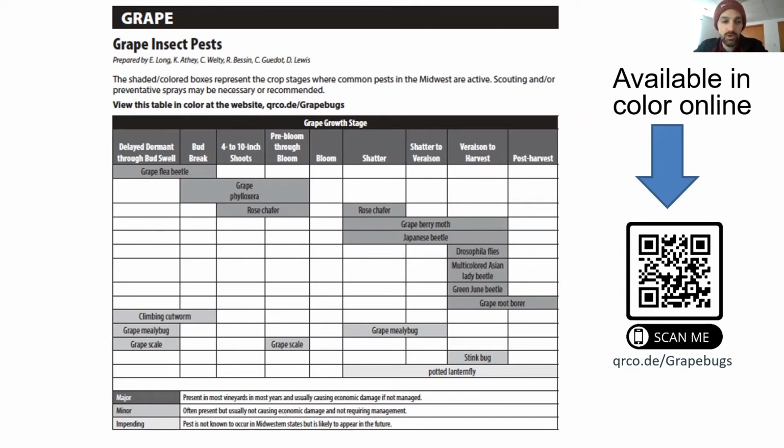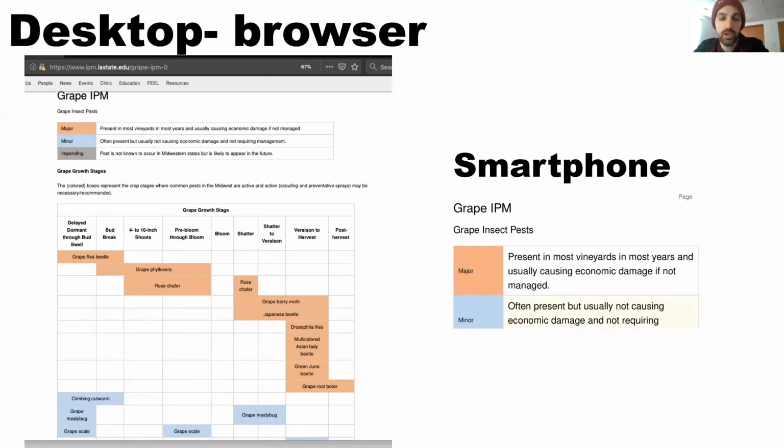Then we have a third category, impending. That's the category for those pests that are coming into the region and going to be a problem here in the future. In this case, we have spotted lanternfly. You can get this table in color as well, and this is just what it looks like in color.